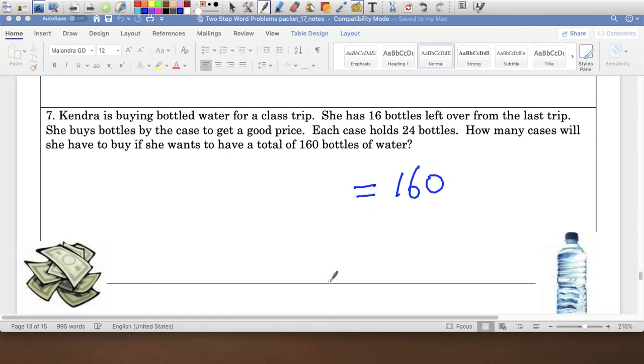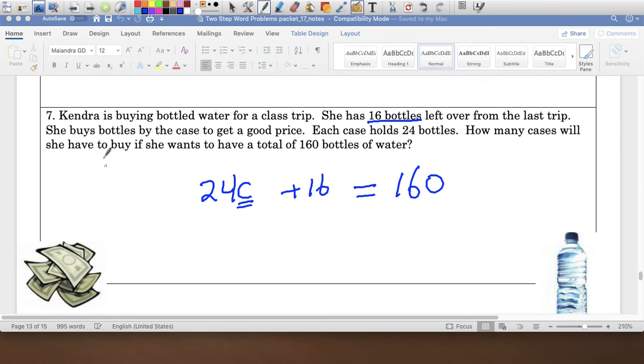So we know that goes on that side, right? How many cases does she need? So she needs to go to the supermarket and buy a few cases of water. But one thing she knows, she already has 16, so she doesn't have to buy all that many, right? So what's my variable? Well, my variable is C for case. That's what I'm trying to find out. And every case has how many water bottles? 24. So that's going to determine how many cases we need to buy.